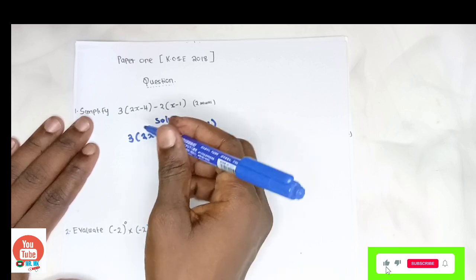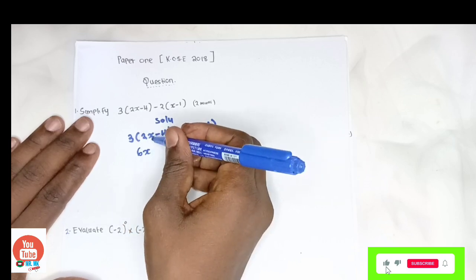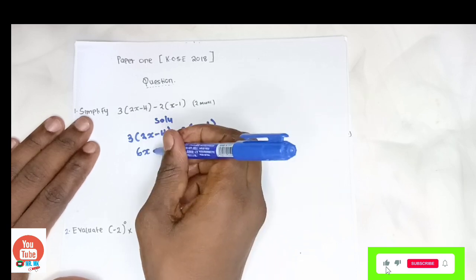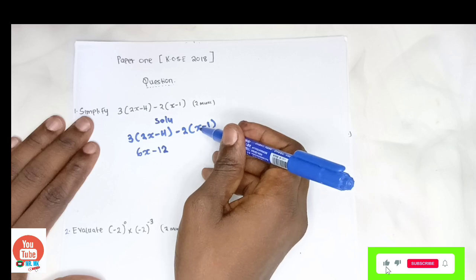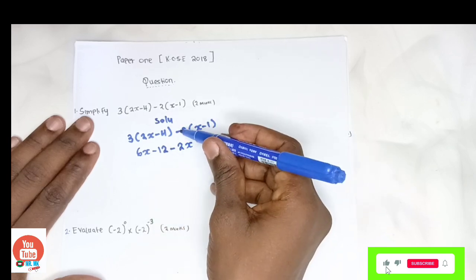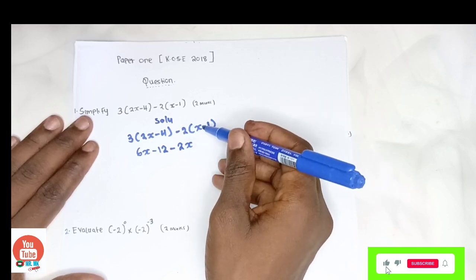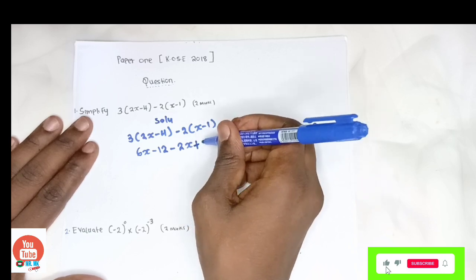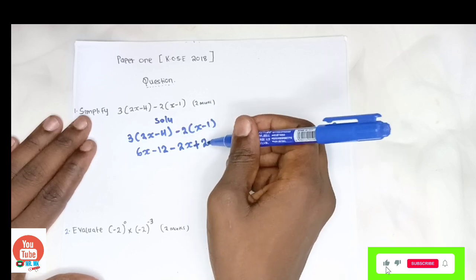3 times 2x is 6x. 3 times negative 4 is negative 12. Negative 2 multiplied by x is negative 2x. Now negative 2 multiplied by negative 1. Remember, negative multiplied by negative will always give you a positive. Now it is positive 2.